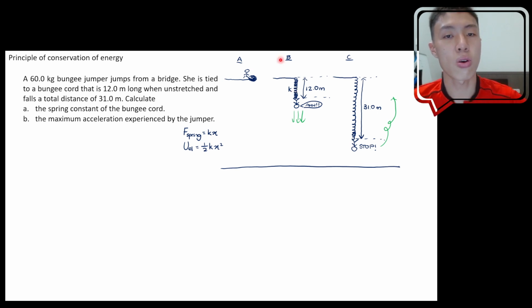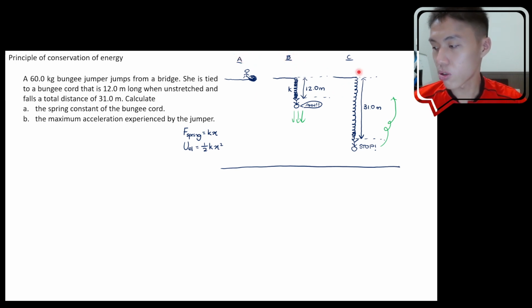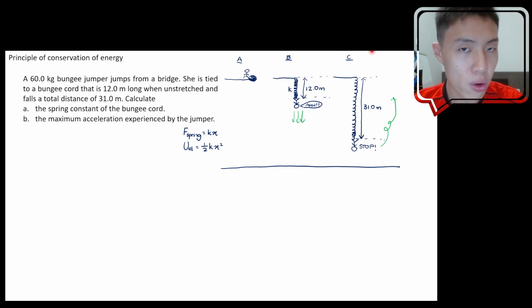But you know that throughout this whole journey, your mechanical energy should be conserved. Okay, so because you know the mechanical energy should be conserved, you can say that the mechanical energy at point A can be equal to the mechanical energy at point B, and can also be equal to the mechanical energy at point C.